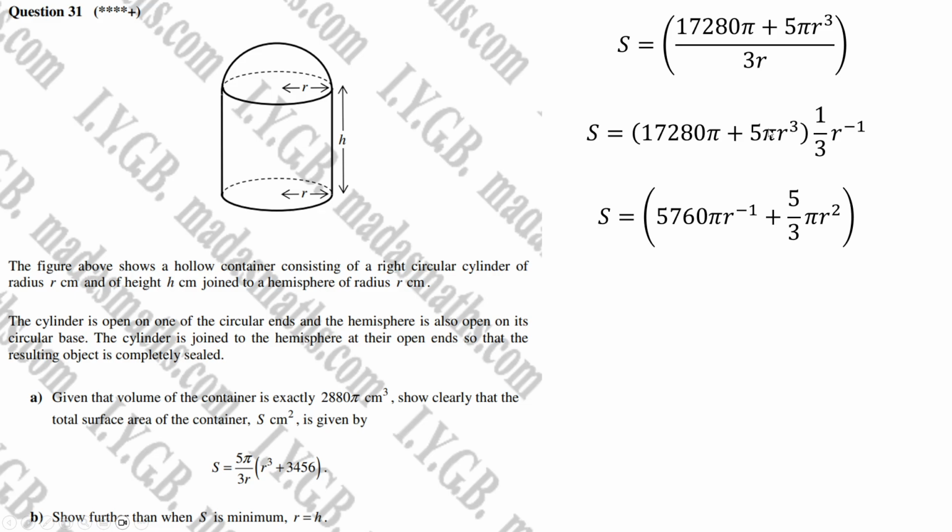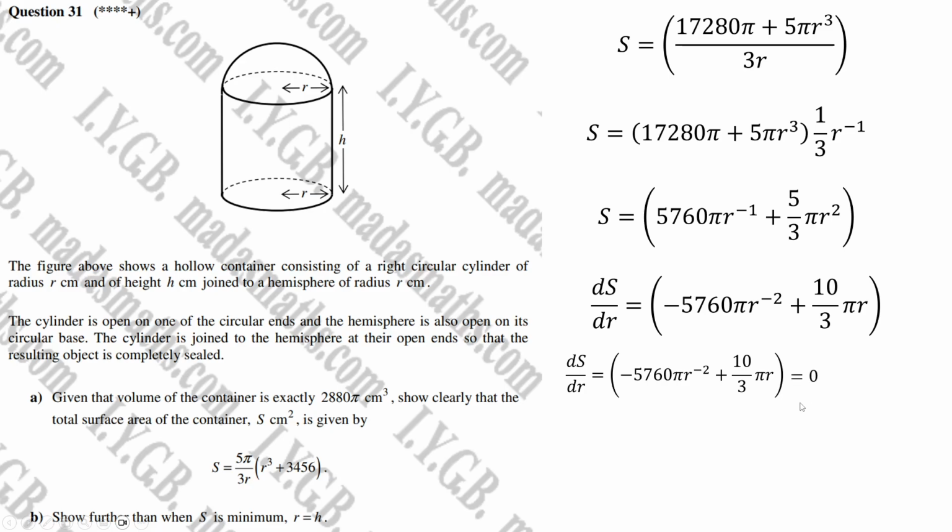Because when you multiply the r's, you just add the powers, but because this is a negative, you subtract. You get this. We're going to differentiate this, so this becomes this. So it's minus 5,760. Decrease this by 1. Minus 1 minus 1 is minus 2. 2 multiplied by 5/3 is 10/3 pi r. Reduce this by 1. Get that. Make that equal to 0.